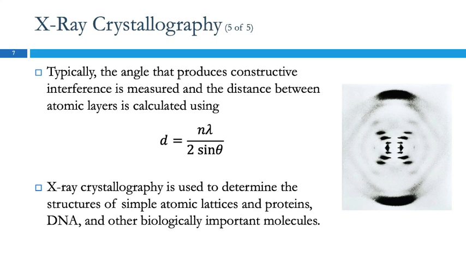And this technique has been used to find structures of all kinds of things. Simple atomic lattices, proteins. And one of the most exciting things was this was used to find the double helix structure of DNA. And that was a huge discovery. X-ray crystallography was an important part of that.